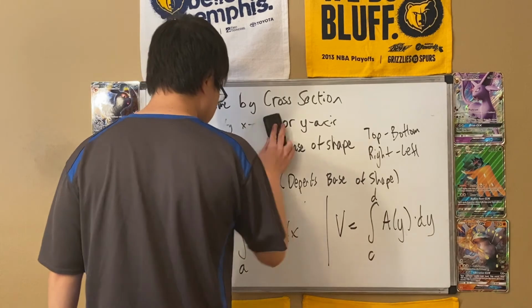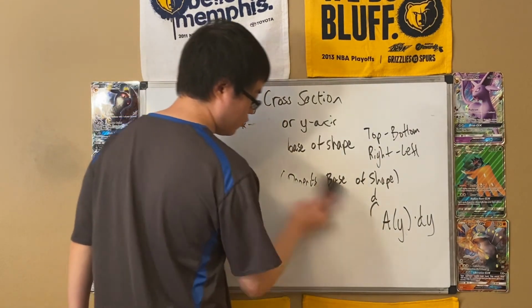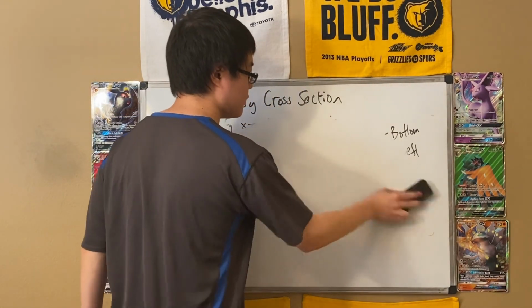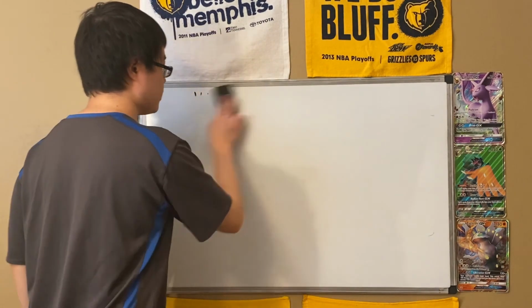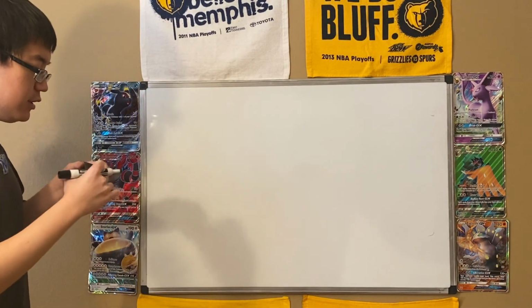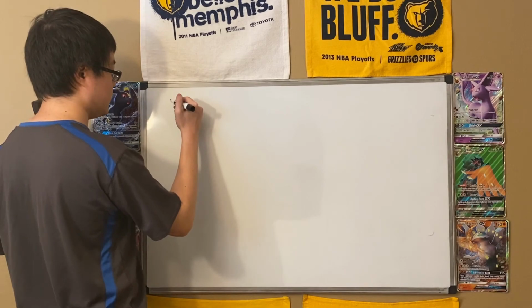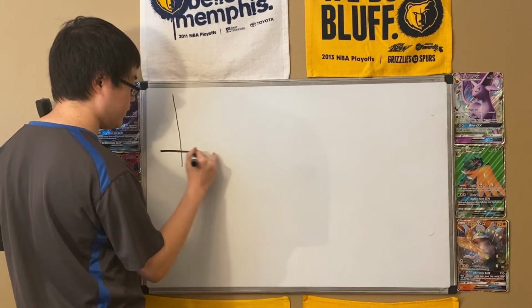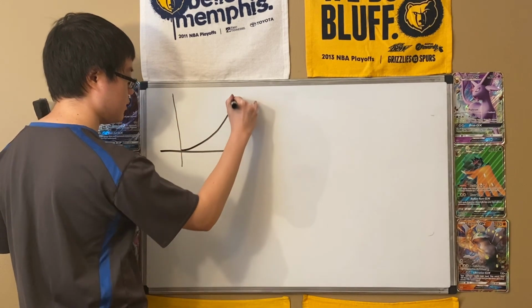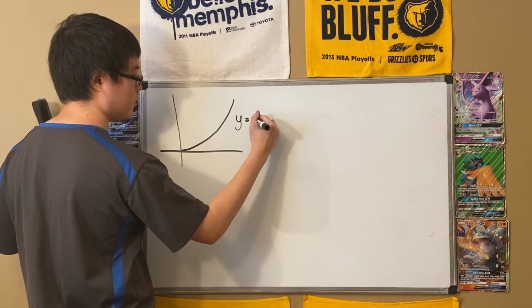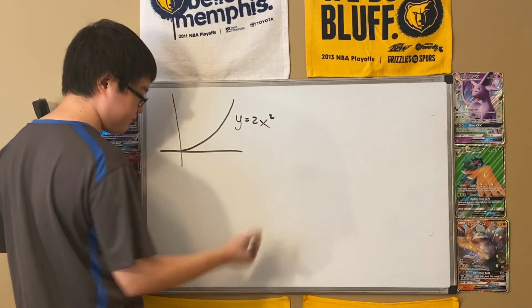So let's erase this. Hopefully you had a chance to write these steps down. Again, because it's a video, of course, you can rewind, the power of technology. But let's start off with this region. What it's going to be is this function right here. This function is going to be y is equal to 2x squared.